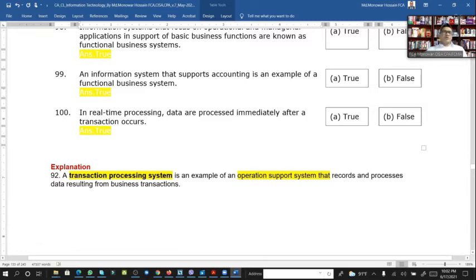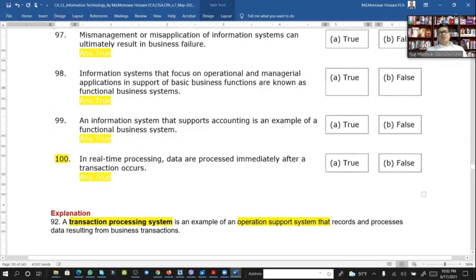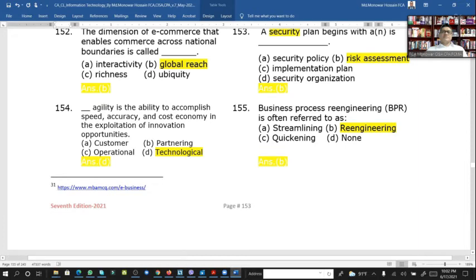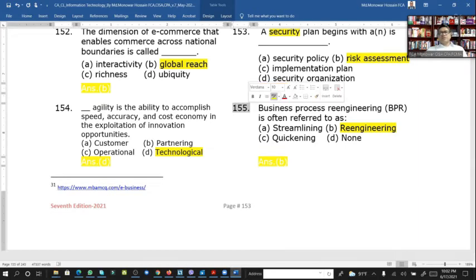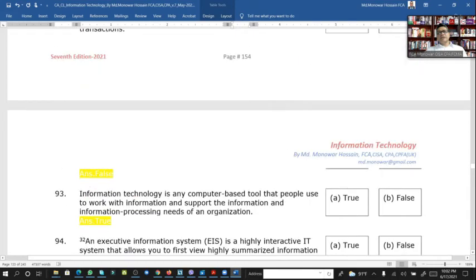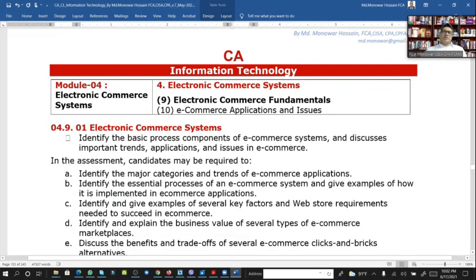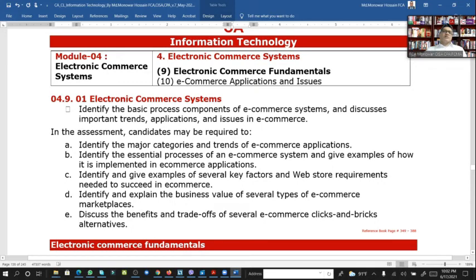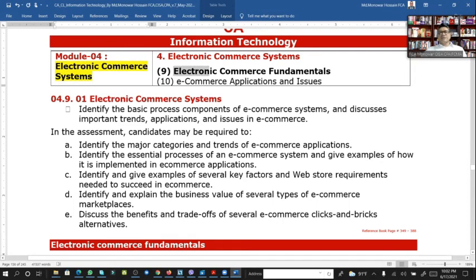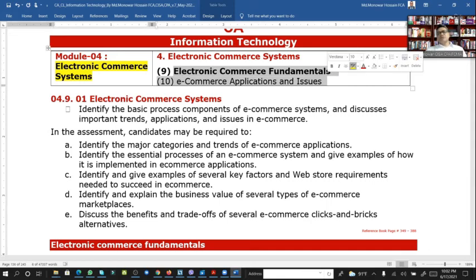So here we have discussed 100 true-false questions as well as 155 MCQs. So this way we will do our next thing. Our next class will be, inshallah, module 4 or chapter 4, electronic commerce systems, and within electronic commerce systems we have two items: electronic commerce fundamentals and e-commerce applications and issues.